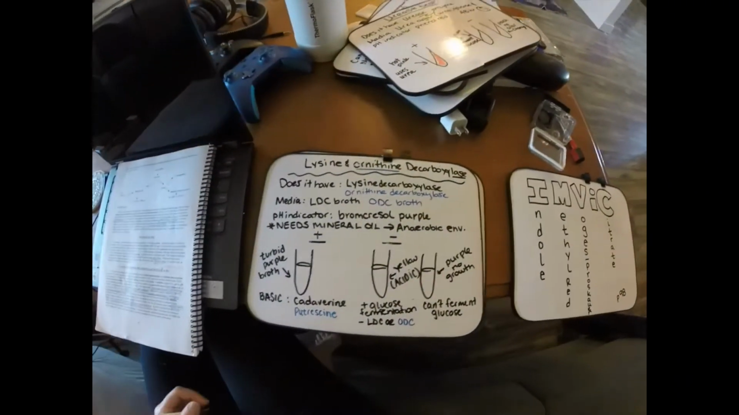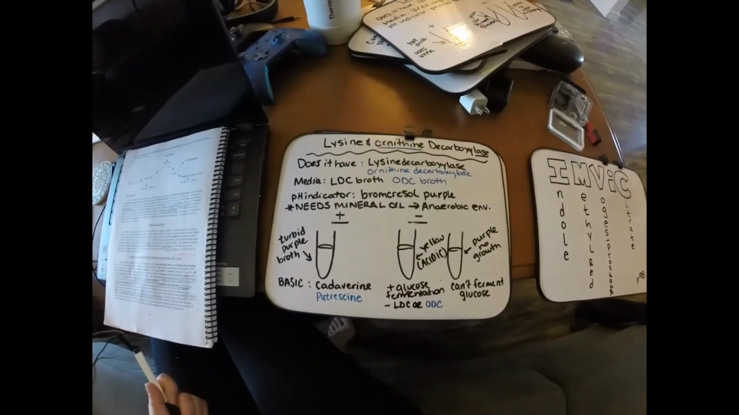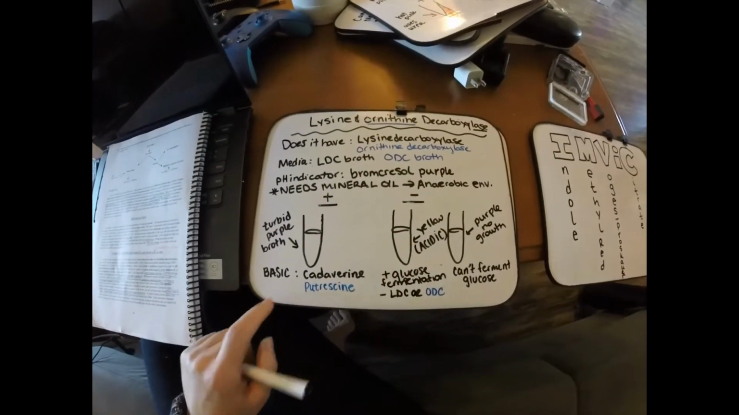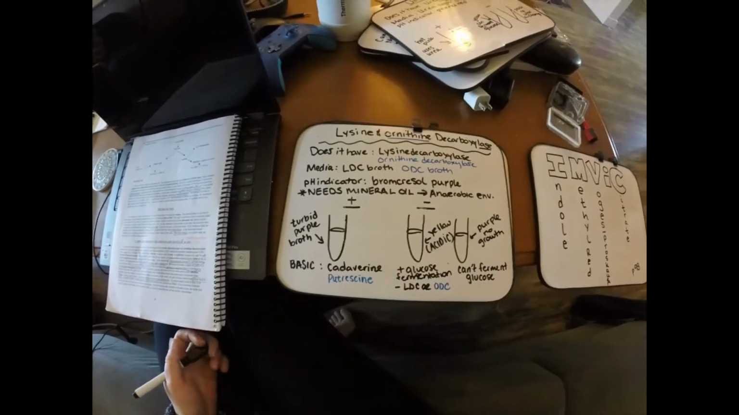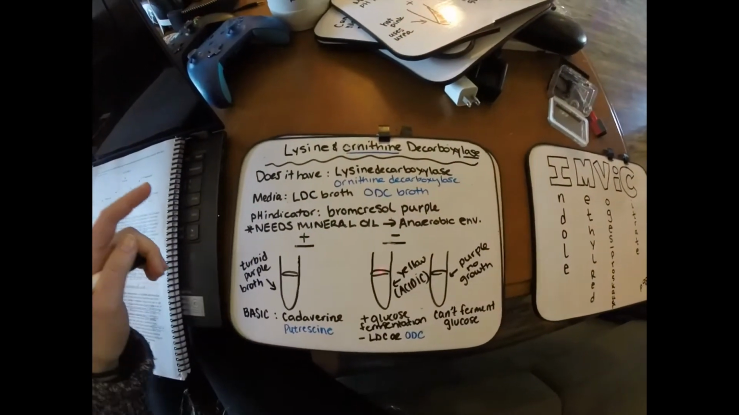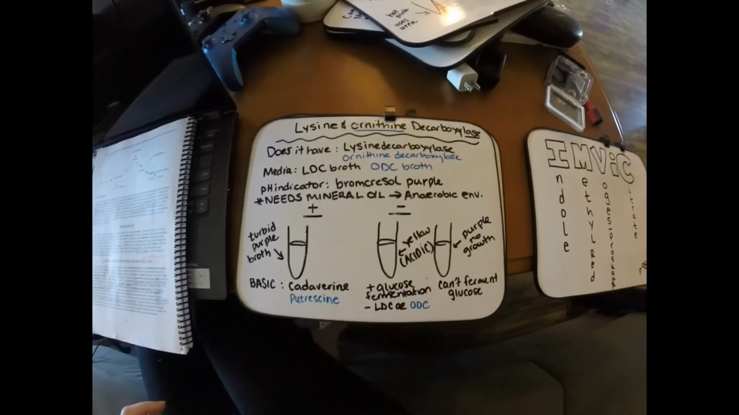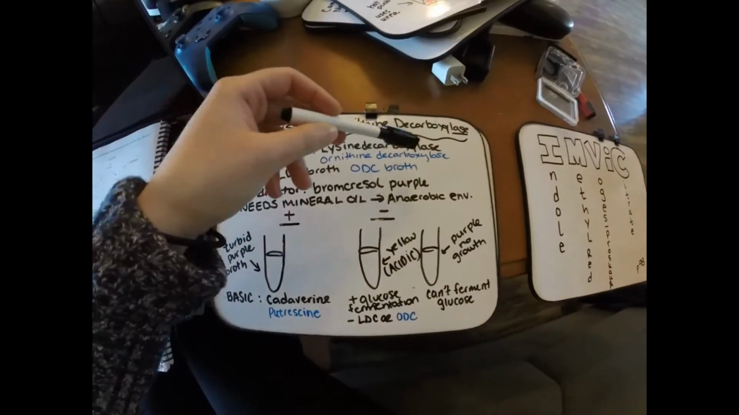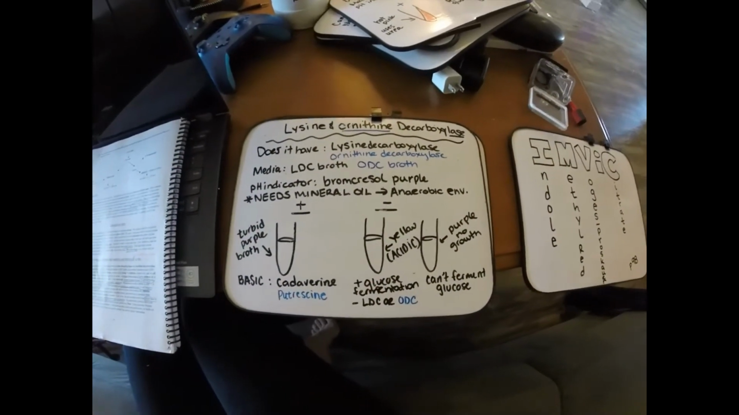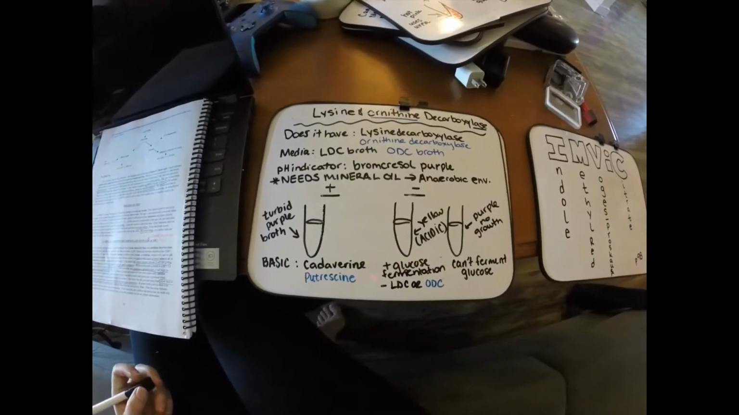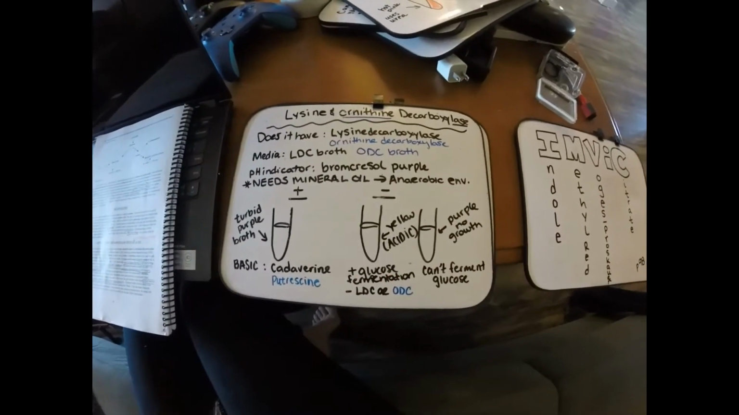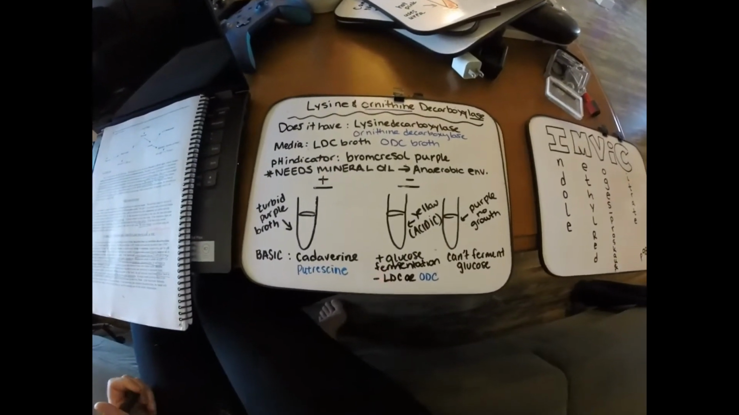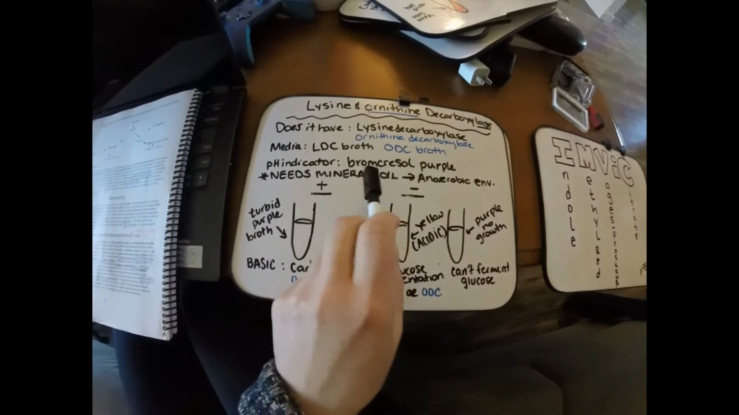This is our LDC and ODC decarboxylase tests. They're very similar, so I put them on the same dry erase board. And what I have here is, okay, what is it looking for? We're looking for a decarboxylase enzyme, so either our lysine or ornithine decarboxylase, depending on which test you're doing. This is going to be an LDC broth or an ODC broth, like I said, depending on which test you're doing. And the pH indicator for both of these is going to be this guy here.